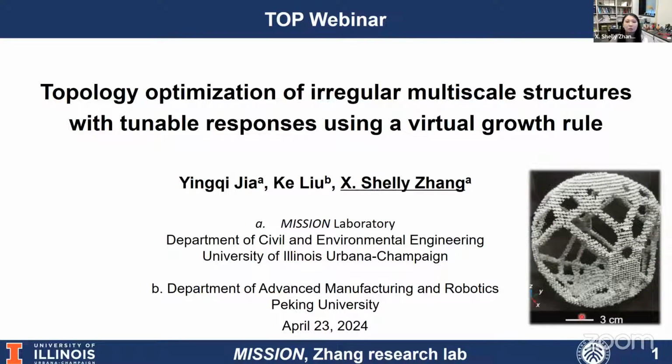And today I'm glad to present to you our recent work published in CMAME on topology optimization of irregular multiscale structures with different types of responses that's tunable using a virtual growth algorithm. This work is done with my PhD student, Yingqi Jia, and Chris Liu, assistant professor from Peking University.